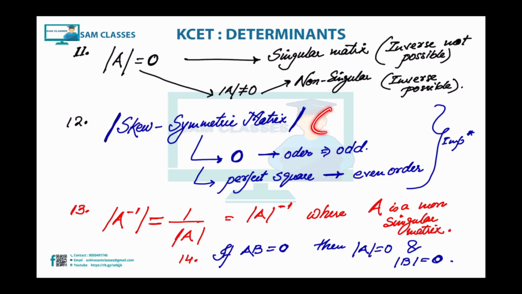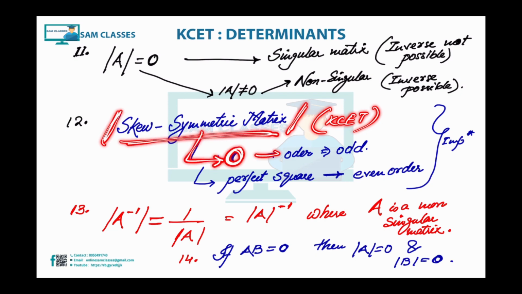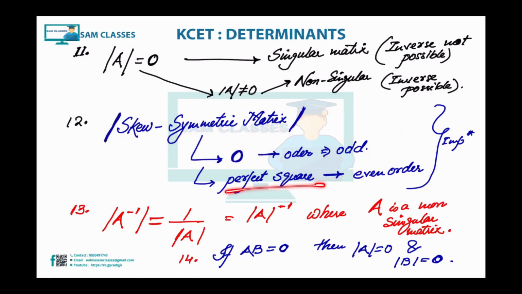Now next, again, this is very important for your KCET part. The determinant of a skew symmetric matrix is equal to 0 if the order is odd, like 1, 3, 5, and it is a perfect square if it is of even order like 2, 4, 6. Okay, clear?